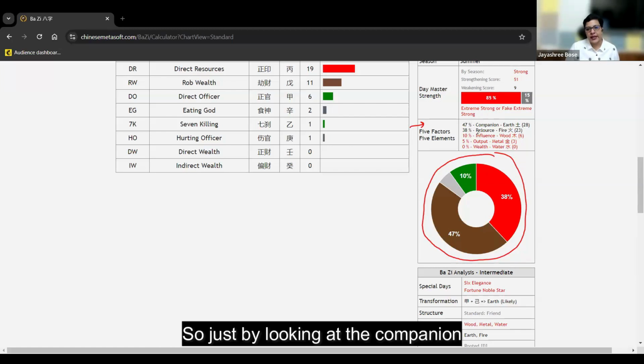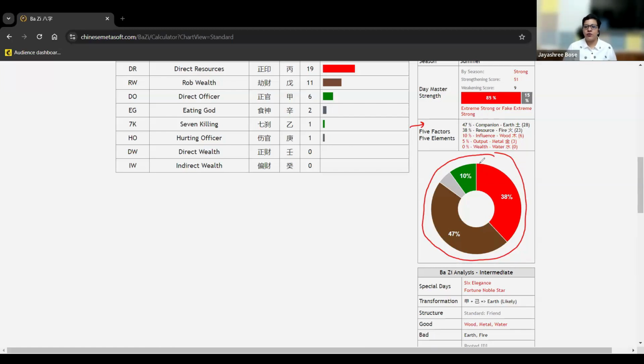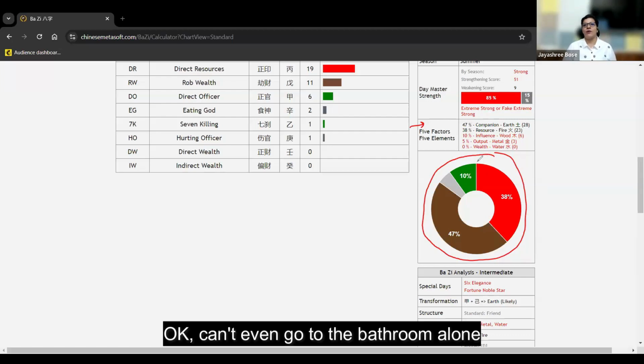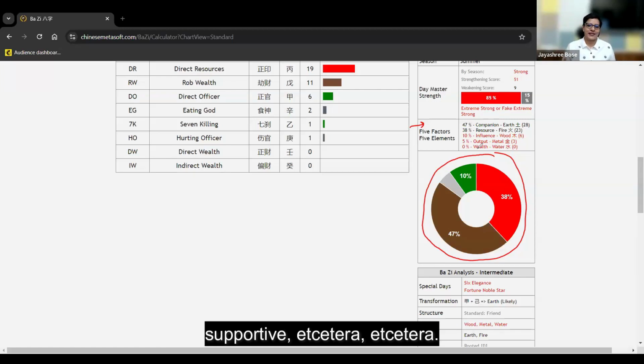So just by looking at the companion structure, you know that this person is a team kind of person. Okay, can't even go to the bathroom alone. All right, needs somebody to go along with them. Generally, companion structure people are like that. They like to do everything, community, supportive, etc., etc.